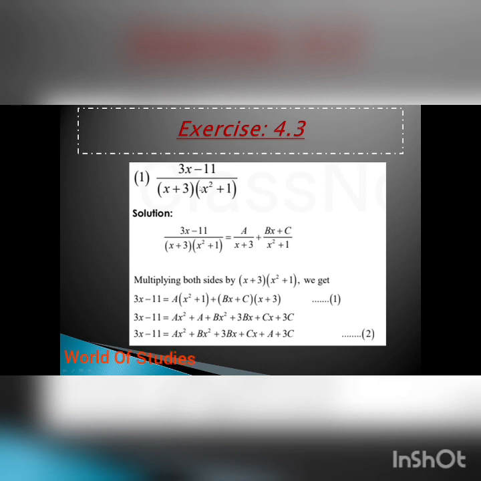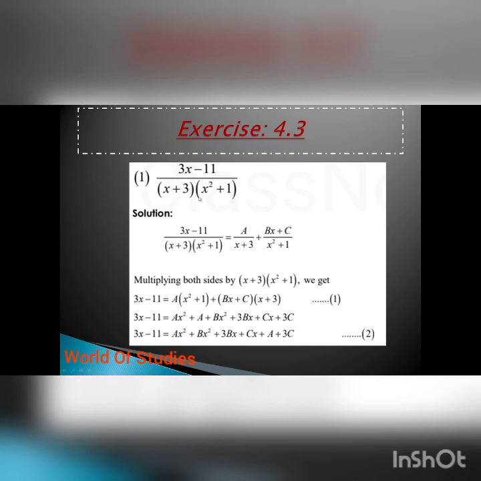Now my dear students, first of all you have to identify whether the given fraction is a proper fraction or an improper fraction. A proper fraction is one in which the power of the numerator is less than the power of the denominator, and an improper fraction is that type of fraction in which the power of the numerator is equal to or greater than the power of the denominator. Now look at this. This is a proper fraction because the power of the numerator is less than the power of the denominator.